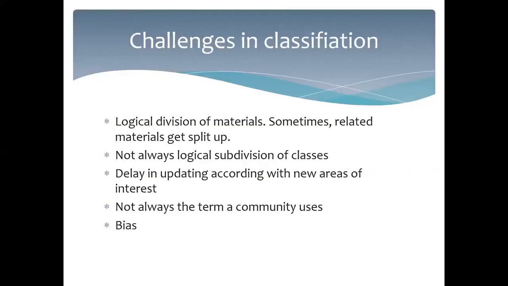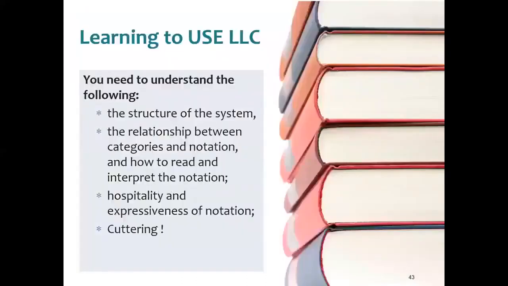So, there is that potential for bias, and how do we keep up with it, and how do we think about that? To learn to use the Library of Congress classifications, you need to understand the structure of the system, the relationships, how to read and interpret the notation, a little bit about hospitality and expressiveness in terms of practicing and applying Library of Congress classification.